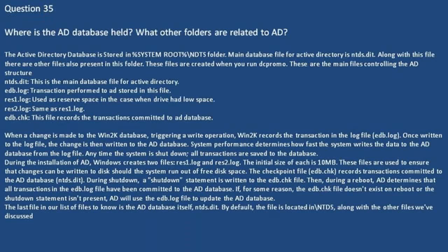Question number 35. Where is the AD database held? What other folders are related to AD? The Active Directory database is stored in the %SystemRoot%\NTDS folder. The main database file for Active Directory is ntds.dit. Along with this file there are other files also present in this folder. These files are created when you run dcpromo. These are the main files controlling the AD structure.